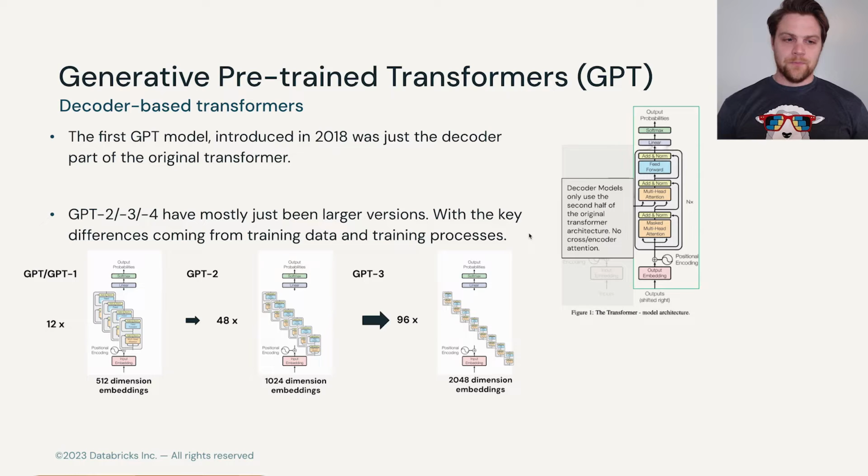GPT-1 started with just 12 transformer blocks, each connecting to each other and passing those enriched vectors. GPT-2 increased the dimension size of the word embeddings to 1024 and also quadrupled the number of transformer blocks. GPT-3 doubled the amount of transformer blocks and also doubled the model embedding size as well. GPT-3 was truly transformative in its ability to perform few-shot learning and complete tasks at a state-of-the-art level.